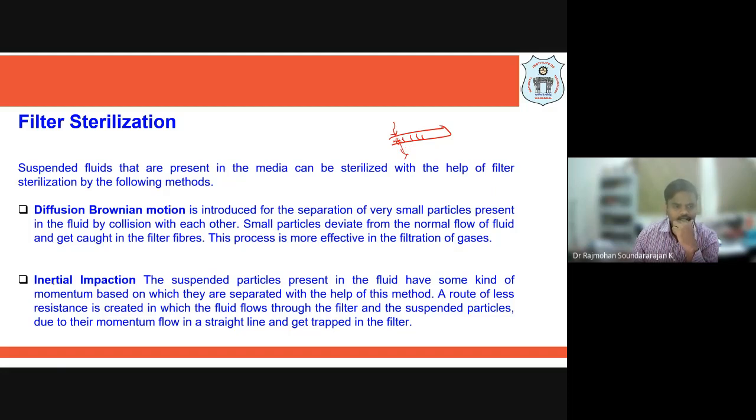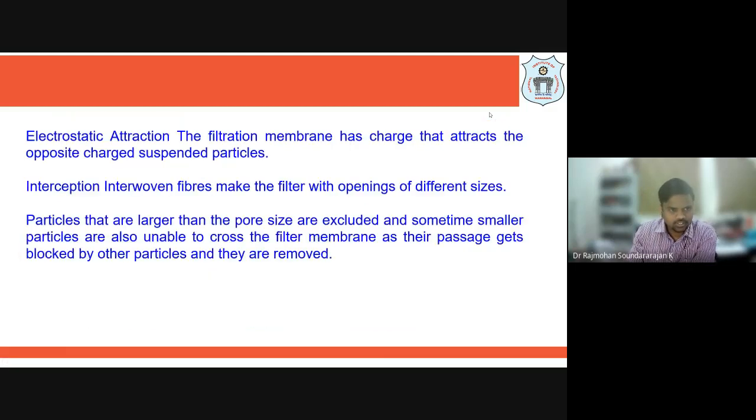Another one is inertial impaction. So in this, the suspended particles present in the fluid will have some kind of momentum, based on which they are separated with the help of this method. A route of less resistance is created, in which the fluid flows through the filter, and the suspended particles, due to the momentum, will flow in a straight line, and they get trapped in the filter. So obviously we have studied filtration techniques and membrane technology separately. Okay, so that's how we do the sterilization using filters.